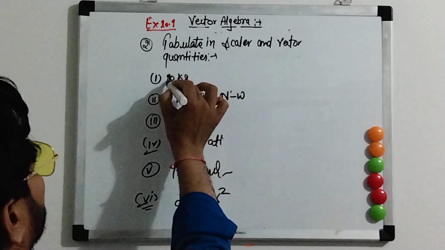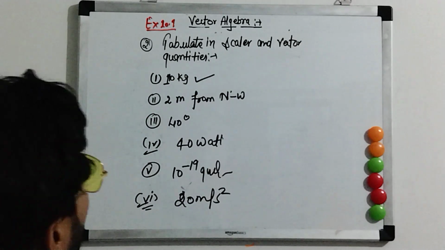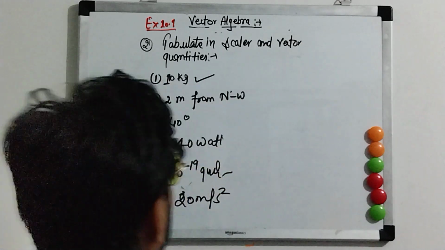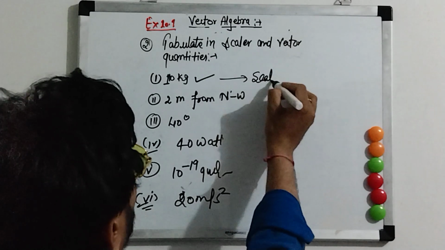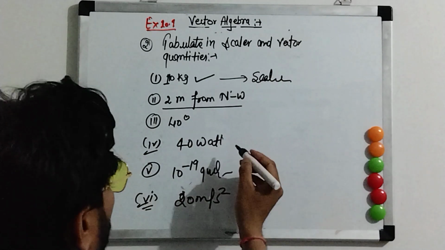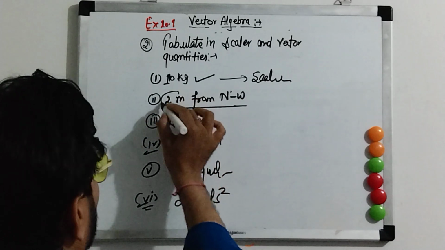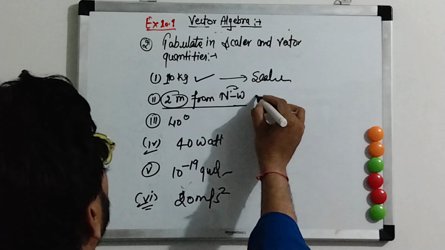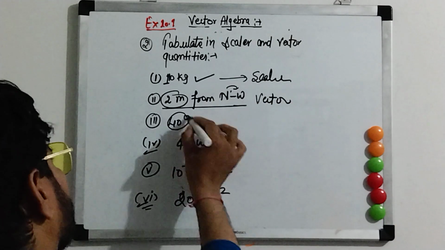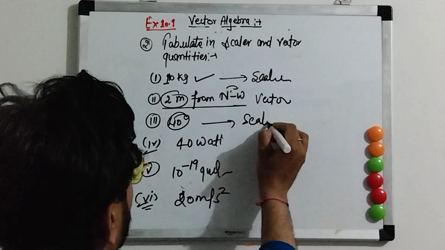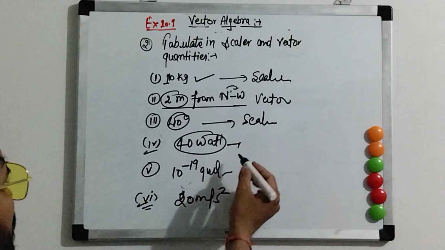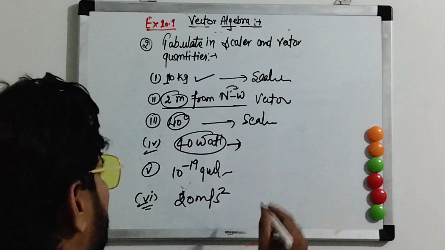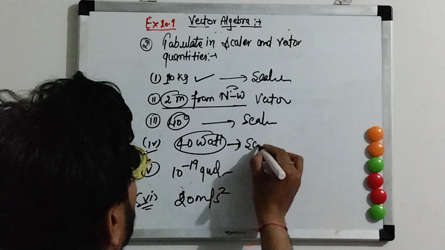First of all, 10 kg. 10 kg is a measurement of weight. Is there any direction? Does weight have a direction? No. So this is a scalar quantity. 2 meter from north to south. We have to go 2 meter from north to south. Here is the direction, so it is a vector quantity. 40 degree, there is no direction, so it is a scalar quantity. 40 watt, this is the unit of power. Power has no direction, so it is a scalar quantity.